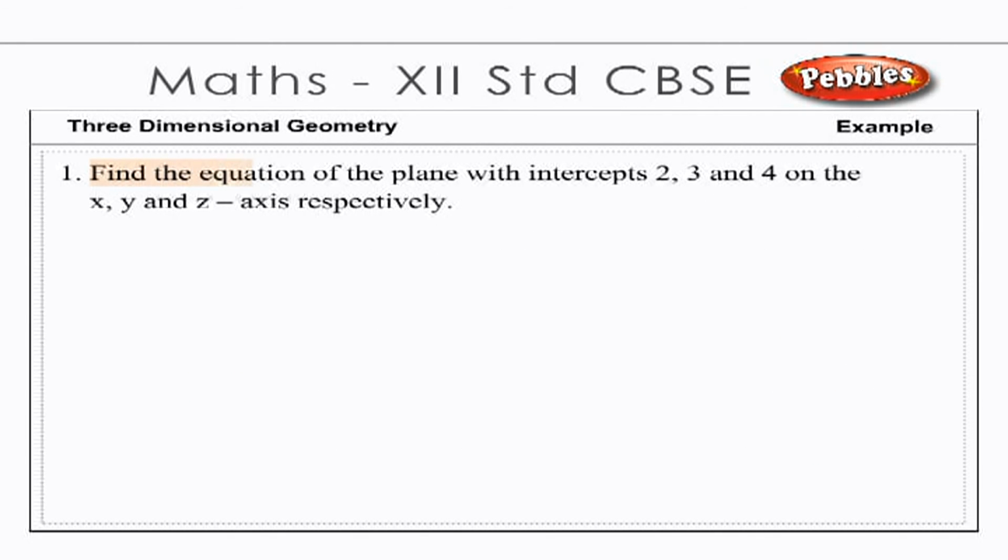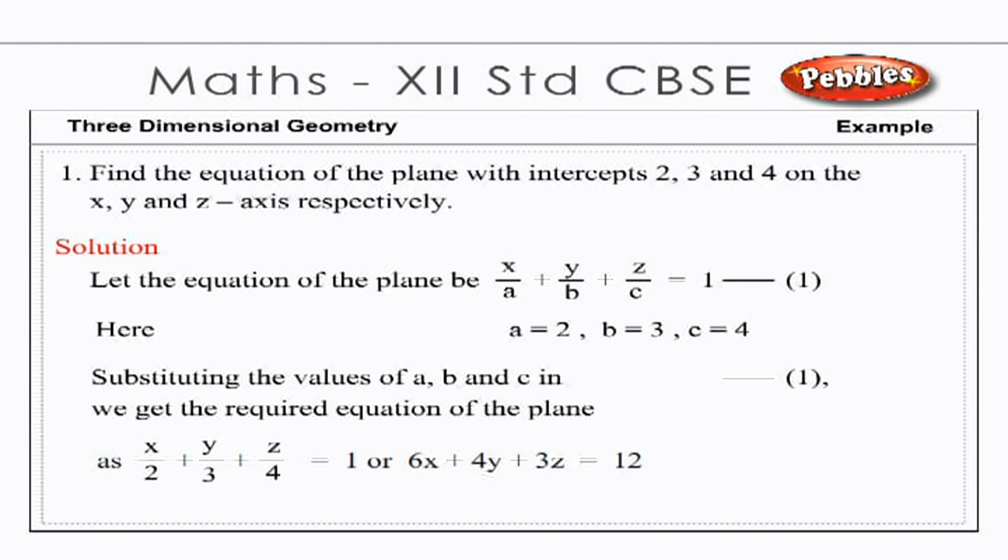Example: find the equation of the plane with intercepts 2, 3 and 4 on the x, y and z axes respectively. Solution. Let the equation of the plane be x/a + y/b + z/c = 1, equation 1. Here a = 2, b = 3 and c = 4. Substituting the values of a, b and c in equation 1, we get the required equation of the plane as x/2 + y/3 + z/4 = 1, or 6x + 4y + 3z = 12.